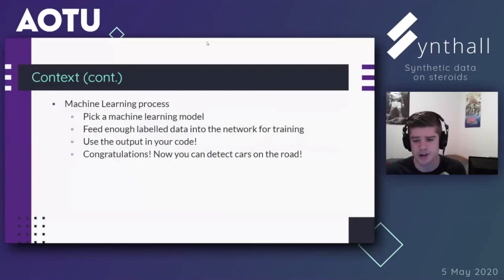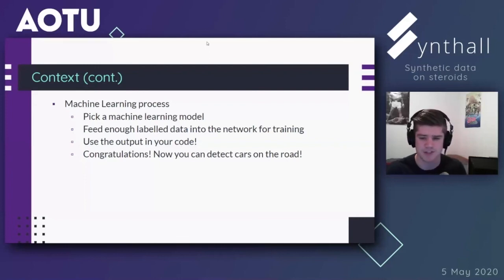So what is the machine learning process and what does that look like? How do we go about that? So first off, you generally pick a machine learning model and you end up feeding enough labeled data into the network to train it, to get it to understand what's in these images. And then obviously after that, you use the output in your code, and now congratulations, you've detected cars on the road, right? But this is a very simplified process, and these steps that I've shown here are very complex under the covers and use a lot of very intricate processes to make this happen.